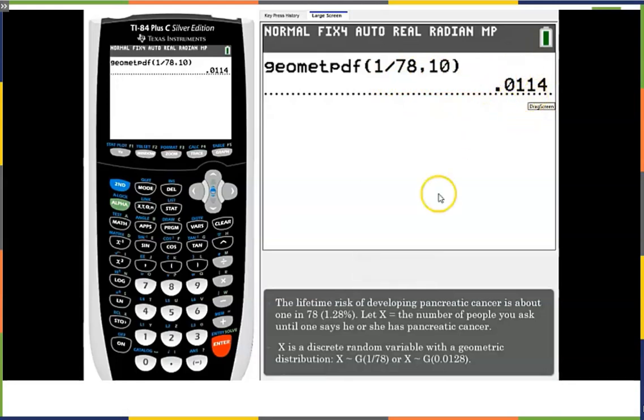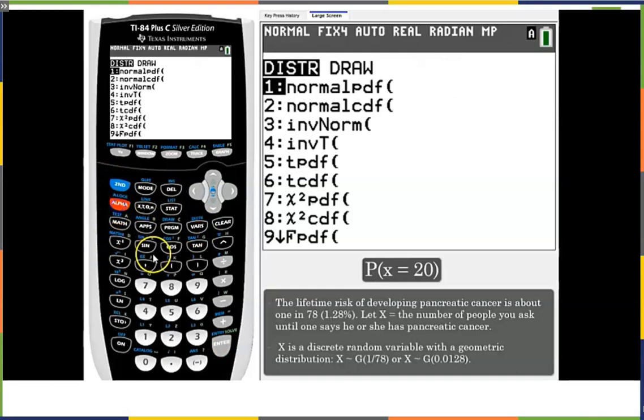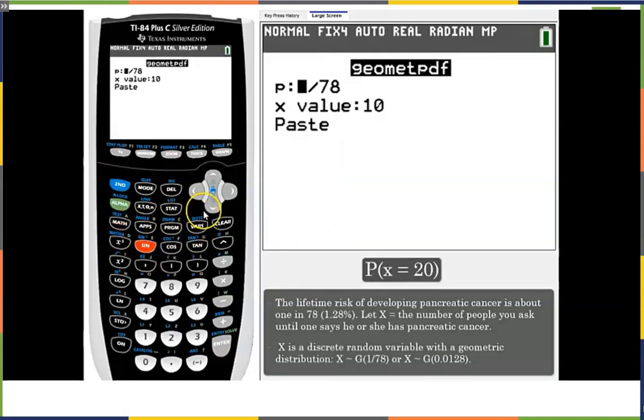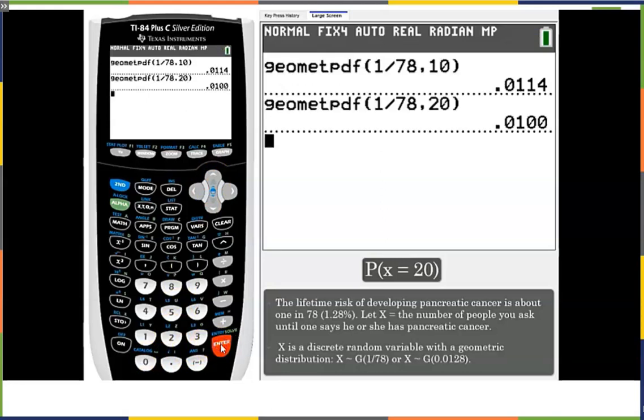Now let's try again, but this time we'll have to ask 20 people. What's the probability that it will take me 20 people to get a final yes? So 2nd VARS alpha E, and I'm going to leave my 1 over 78 there, but I'm going to change my x value to 20. This time I get 0.01.